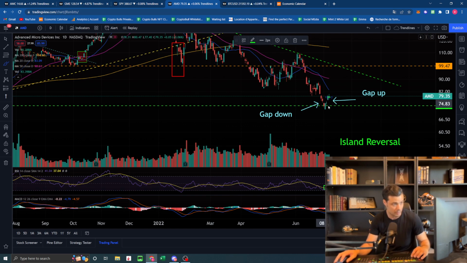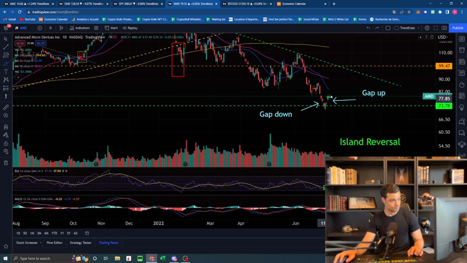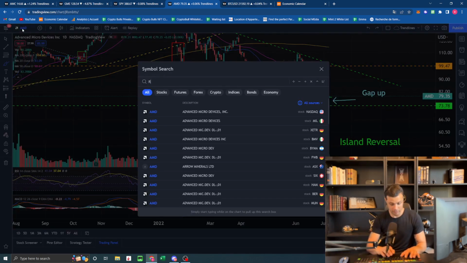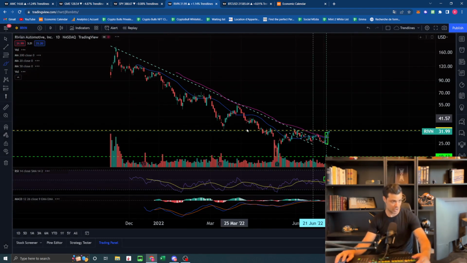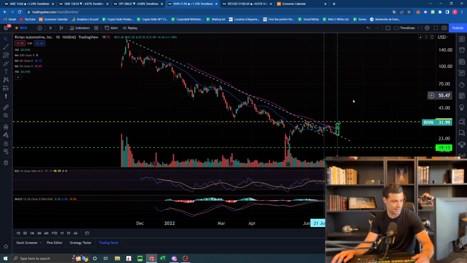So I bought at the open yesterday. Stop loss here below the island. All right, simple. So let's see. But this is a nice signal. We had RIVN as well. I shared this trade idea with you guys. It's a more classic situation.